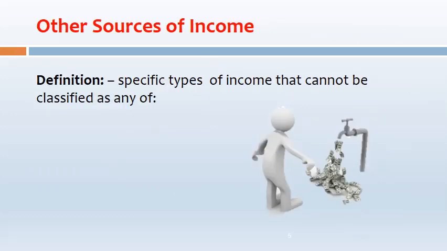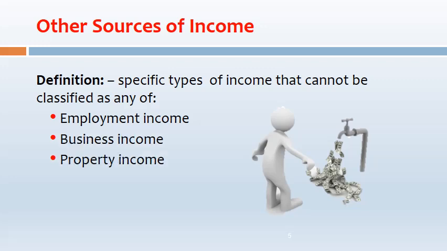Okay, so when we talk about other sources of income, what types of income, what specific income are we talking about? Well, before I define the specific types, I'll tell you what it isn't. Other income is income that can't be classified as any of the types of income we've learned about so far. And as you'll recall, those types of income are employment income, business income, property income, and capital gains and losses. Those are the first 4 types of income. We are now looking at the 5th and final type of income, which is other income.